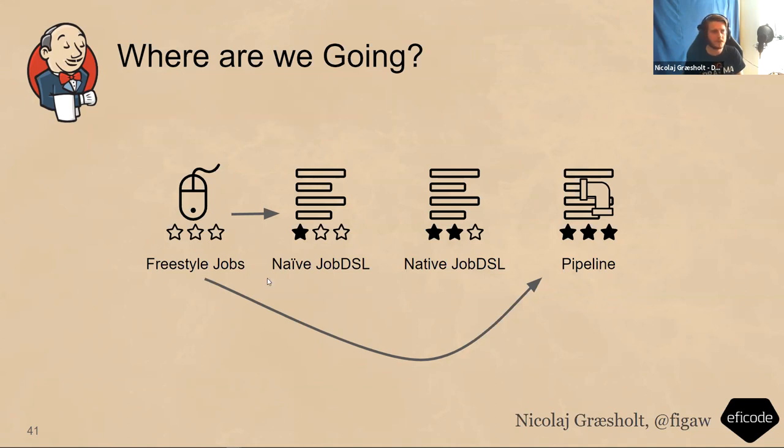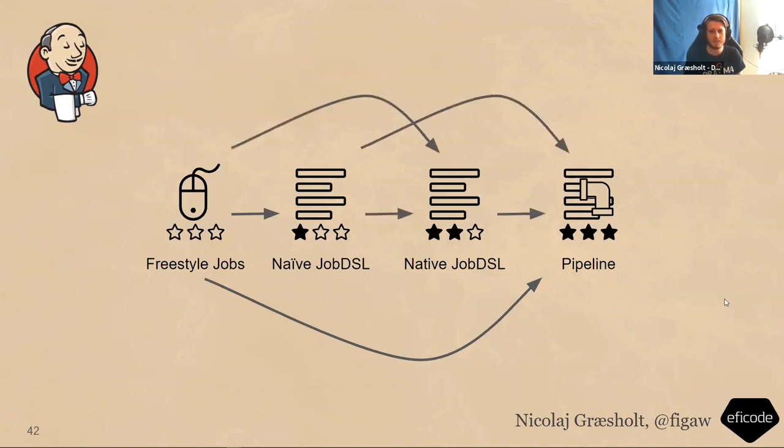All right. So from the manually configured freestyle jobs, there is a number of paths I can take to get to the pipeline. But no matter which path I take, I still have to get out of the manually configured Jenkins jobs in the first place.